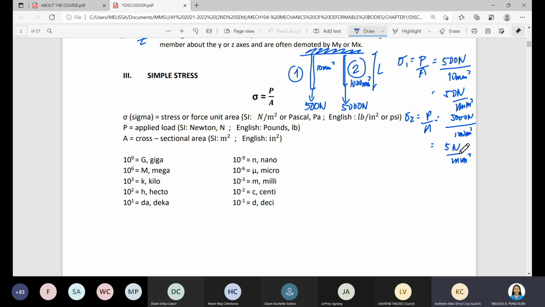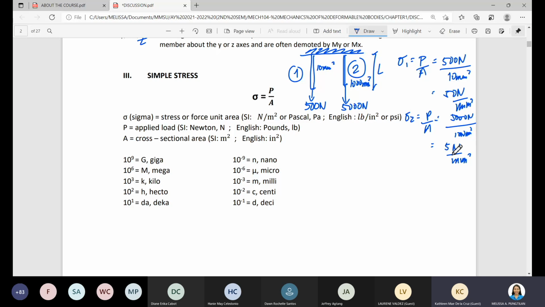Is it bar 1 or bar 2? Saan ang mas malakas? Sa ano? Bar? Bar 2, ma'am. Bar 1. Yan. Bar 1, ma'am.